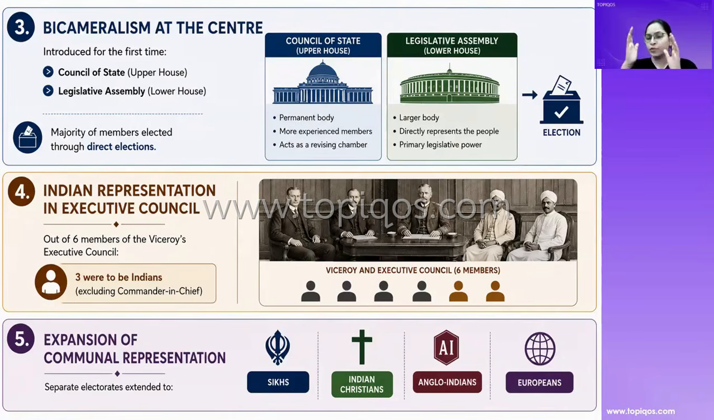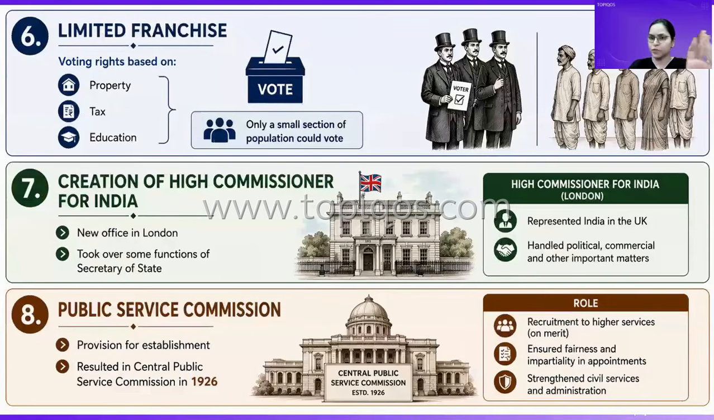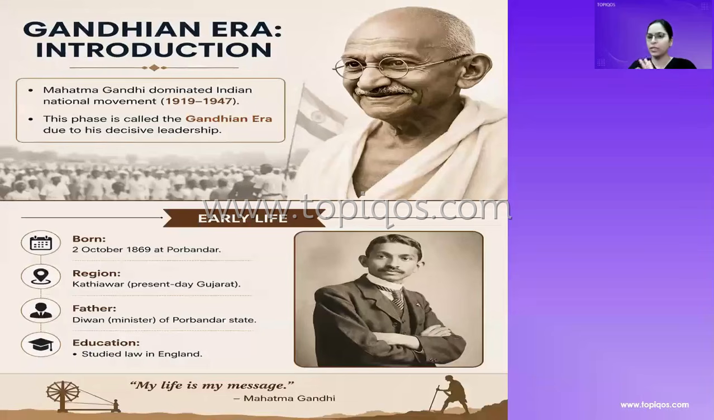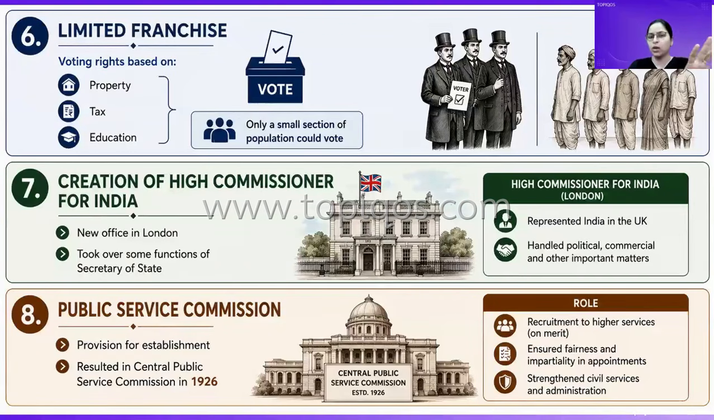The next important thing, 50% of the members of the Viceroy's Executive Council were to be Indian. So out of six, three were Indians except the commander in chief. And finally, communal representation was expanded to which communities? Sikhs, Indian Christians, Anglo Indians, and Europeans. Please remember this, okay? Limited franchise was there, right to vote on a limited basis. Creation of a new office, High Commissioner for India in London, okay? And finally, the Public Service Commission was established in 1926, okay? Now we have covered everything which is related to the moderates and the extremists, okay?